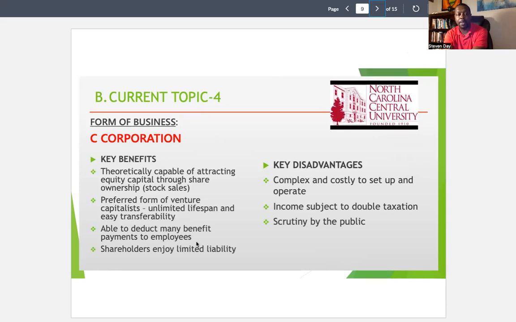They're able to deduct many benefit payments to employees, and shareholders enjoy limited liability, just as in an LLC. Some of the disadvantages are that it's complex and costly to set up, and income is subject to double taxation. So not only will you be taxed on the business side, but you could be taxed on your personal side as well, which is the double taxation piece. And lastly, they're scrutinized by the public because the public will be highly involved in your enterprise.